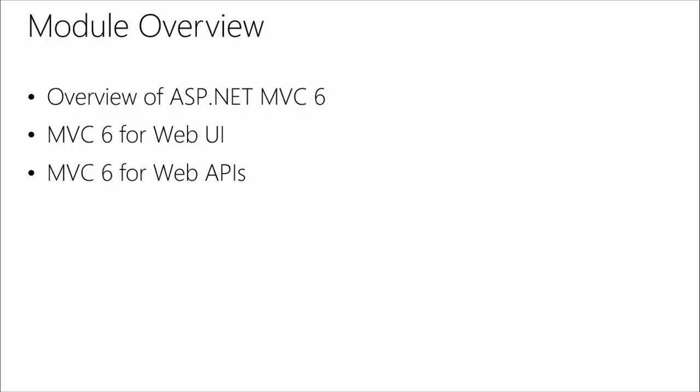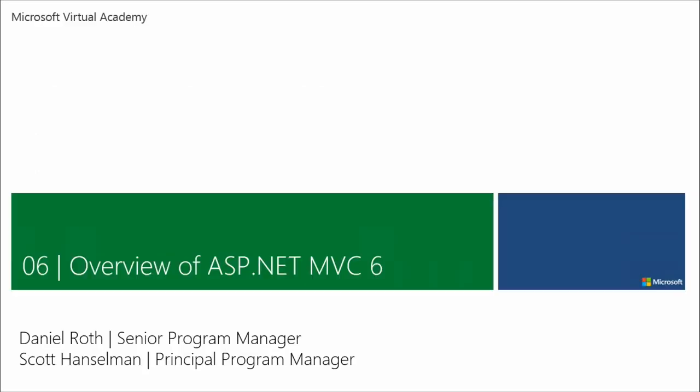So what we're going to do is an overview of MVC 6. We'll then talk about using MVC 6 to do your UI concerns and what's different with doing UI in MVC 6 versus MVC 5. And then after that, we'll talk about building web APIs, having content negotiation and JSON and XML data and those types of things. So first, let's talk about MVC 6.